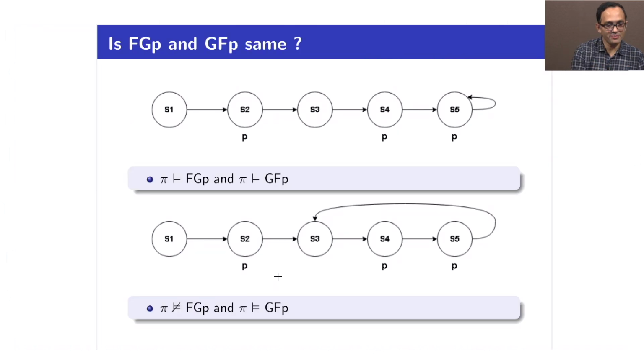I will take one more example, where FGP and GFP are the same. What is this FGP? I am saying in future globally P holds. So, that means I will be able to go to some state.